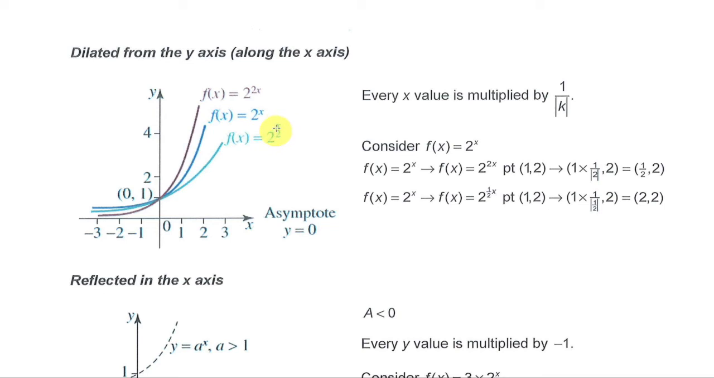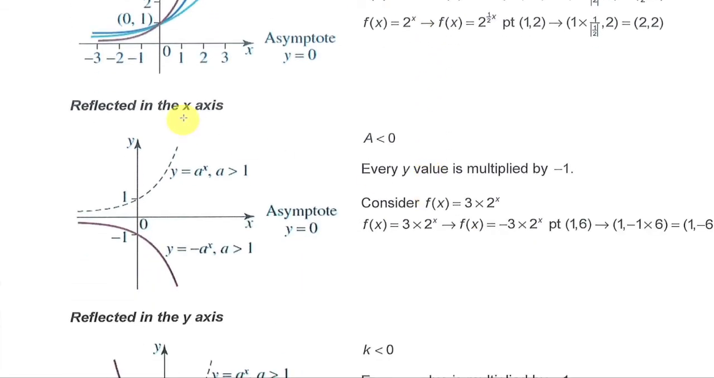Here we have a half immediately in front of the x, so x divided by 2 can be reorganized so it's a half times x. So the dilation factor will be 1 over a half, which is 2, so every x value has been multiplied by 2. So (1, 2) on the original here is now going to become (2, 2). So that's why it's creating that shape.